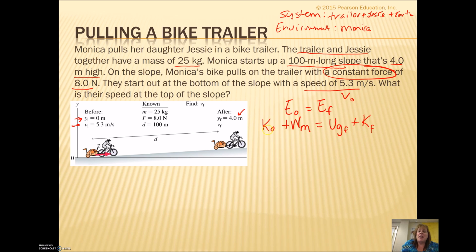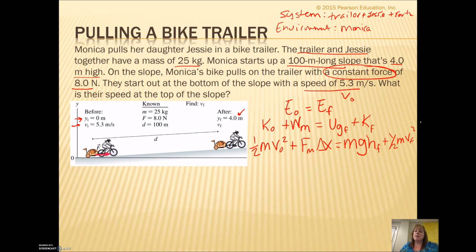All right, so my initial kinetic energy is 1/2 the mass of the trailer plus Jessie times the initial speed of the trailer plus Jessie. The work is force, right? The force applied by Monica times the distance that the force was applied. That's important. It's the distance, 100 meters. Final, my gravitational potential energy would be the mass of the trailer and Jessie, the gravitational acceleration, the height that they traveled, and then my final kinetic energy, 1/2 mass final velocity squared.